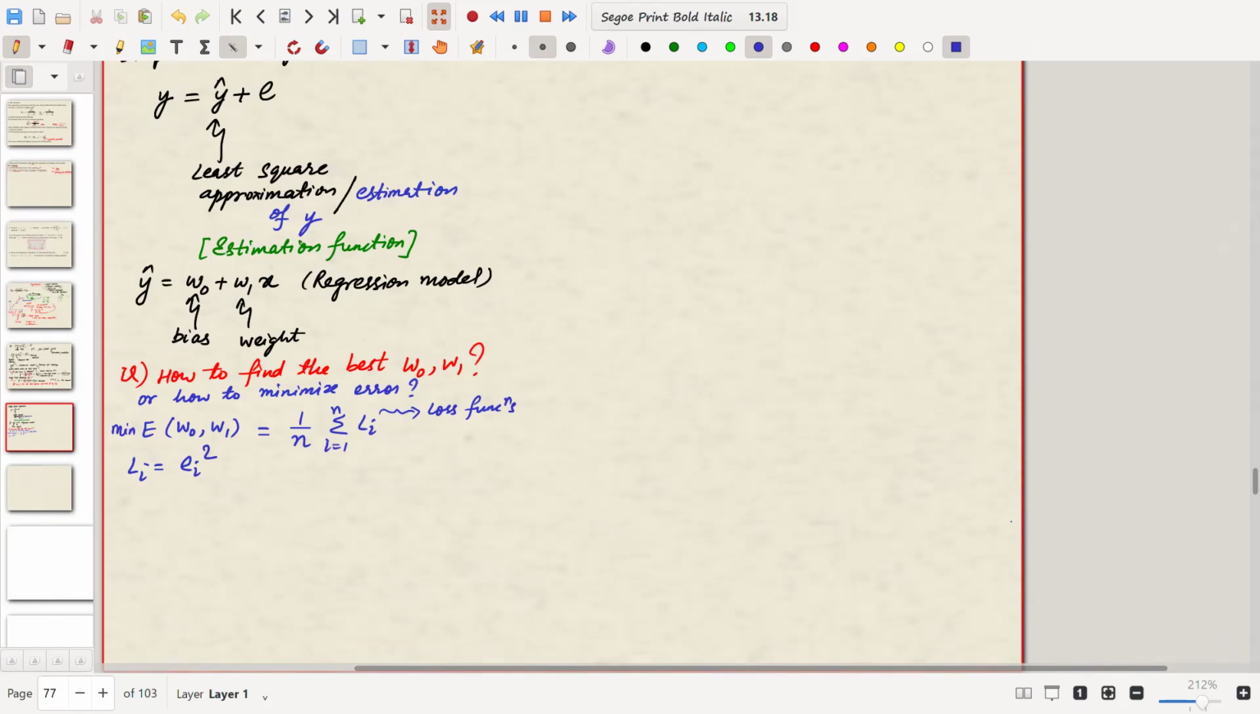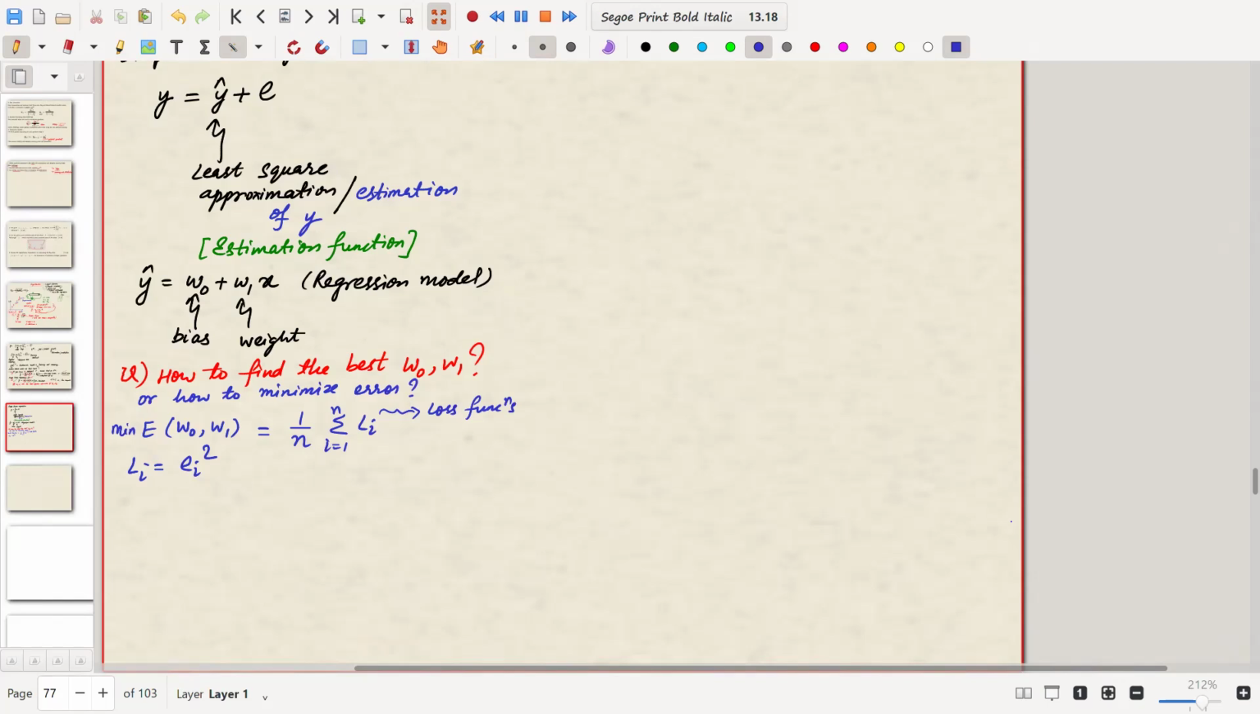Taking the distance only, because if you take above the line, it will be positive. If you take below the line, it will be negative. High chances they add, cancel out. Your error can come to 0 even if you are not close. Therefore, we are taking the square of those sums. Okay, you got that.